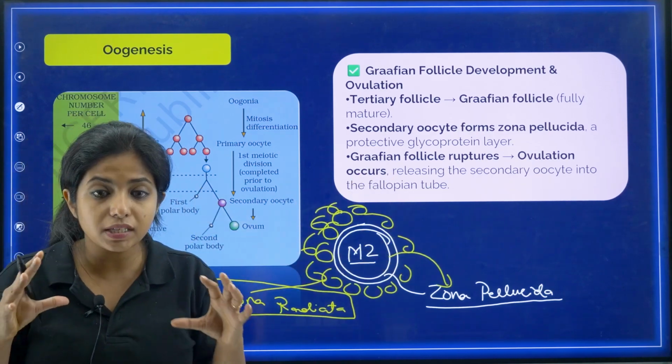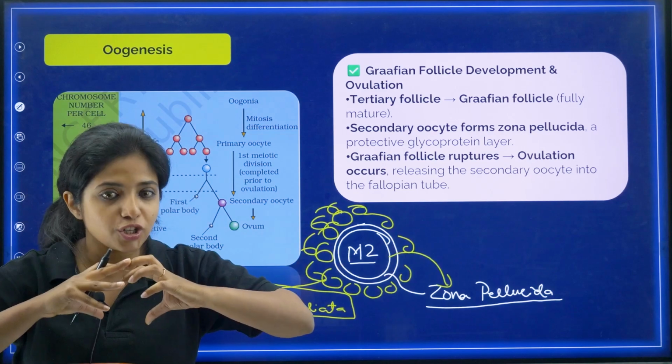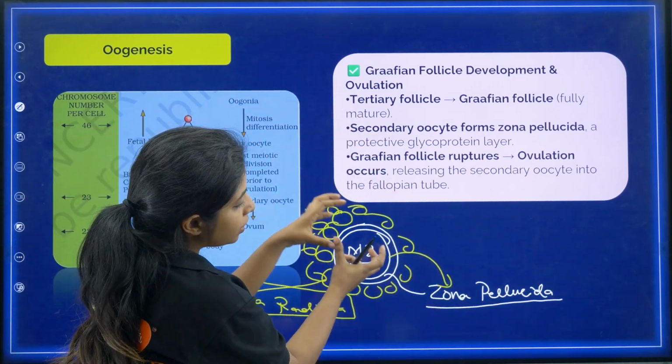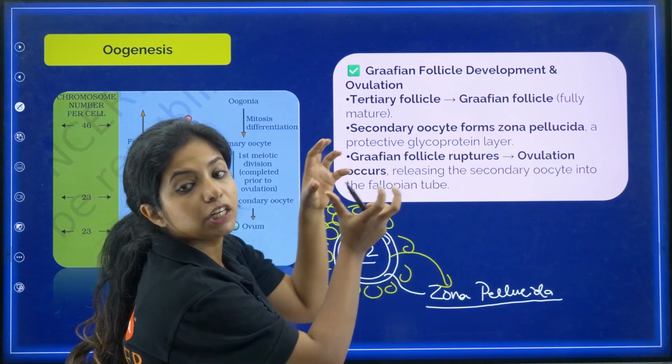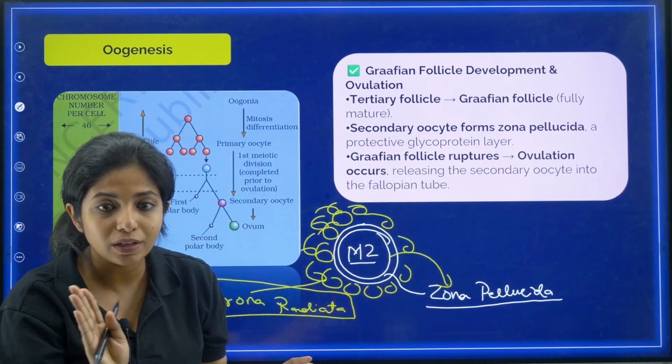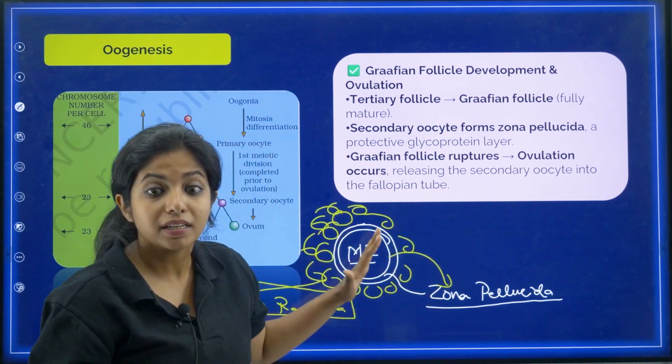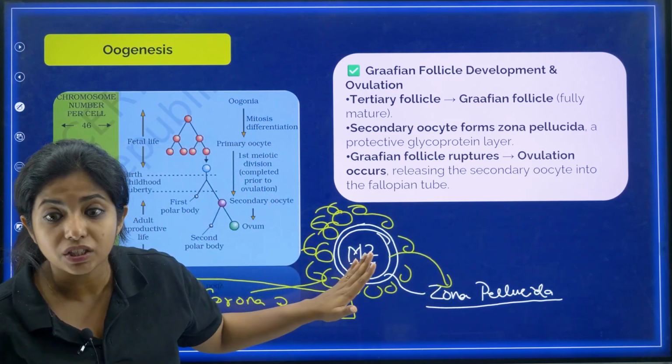Now this is the Graafian follicle stage where ovulation happens, where all the cellular layers go off and the secondary oocyte which is there is released. So it's not the ovum which is being released, it's the secondary oocyte which is being released. Okay, remember, it is still stuck in the stage, it has not completed its division.